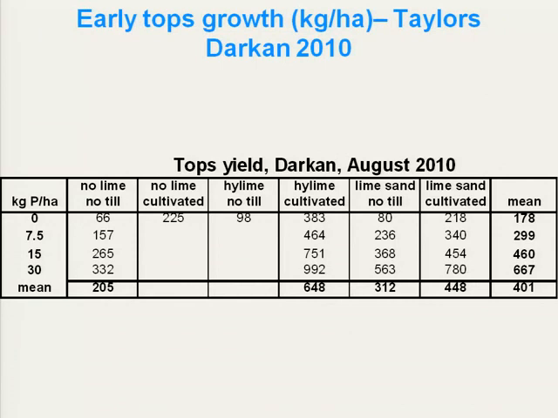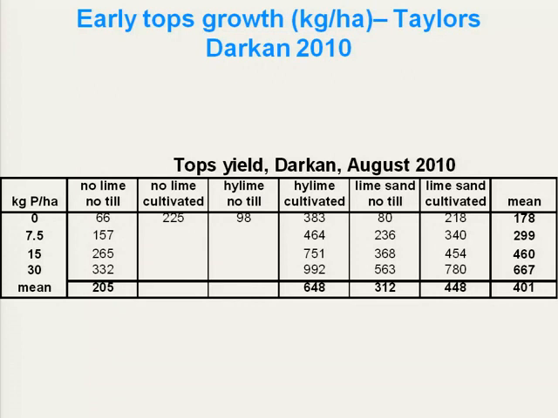So we had some early growth, and have a look at the top line there. That's with nil phosphate down the spout. You've got, again, this cultivated, non-cultivated. So we've got no lime, no till, no lime cultivated. 66 goes to 225. High lime no-till, 98 goes to 383. Now they are spectacular increases in early growth. Now in other parts of the world that's not necessarily a good thing, because you might well hay a crop off later with a crook finish to the season. But in this part of the world, early vigour normally means better yields. And they are spectacular. They were photographic. They were things we got very excited about. They made us visit it far more times than we would normally have visited the site.